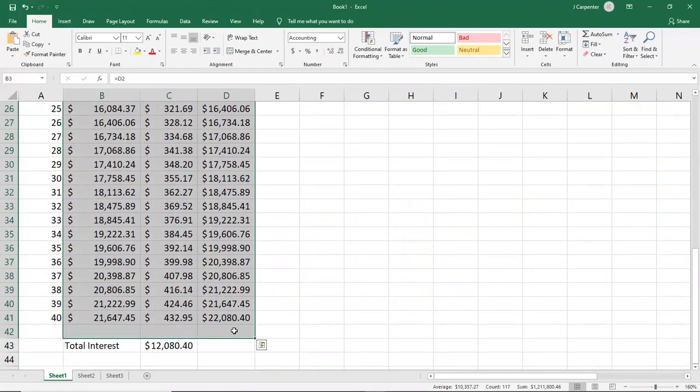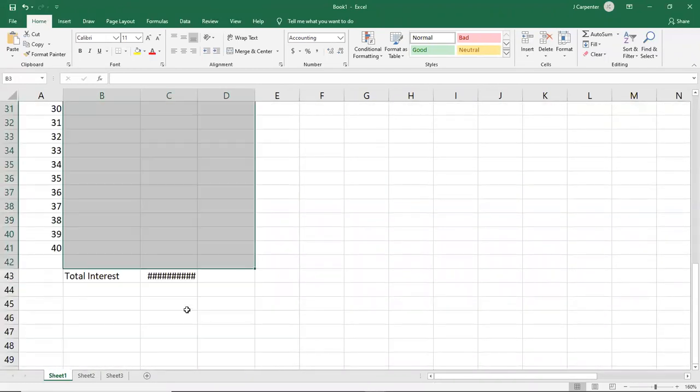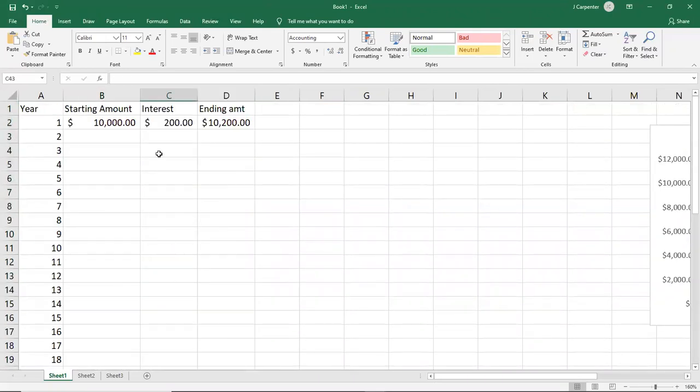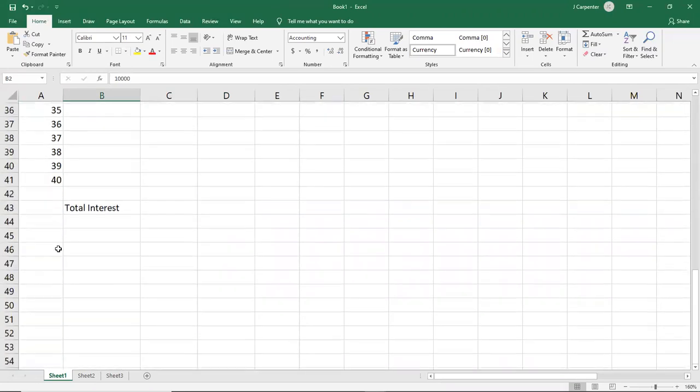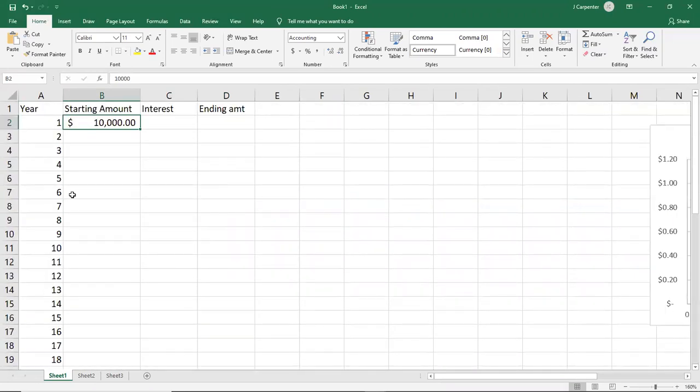There's the completed problem. So again, we're going to do this kind of quick. We're going all the way up to year 40, so I've already got those put in. You can type 1 through 40 if you really want to, but I'd prefer to just type years 1, 2, 3, highlight those, and then scroll down using the fill handle or holding the control key down.